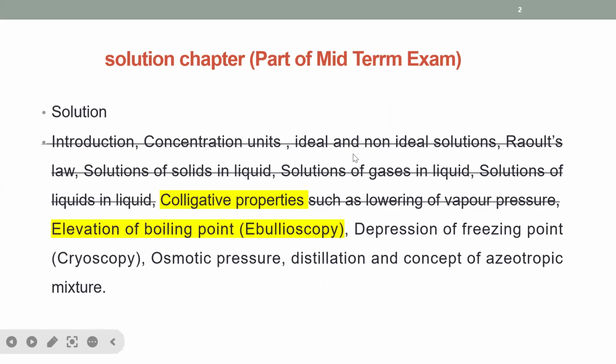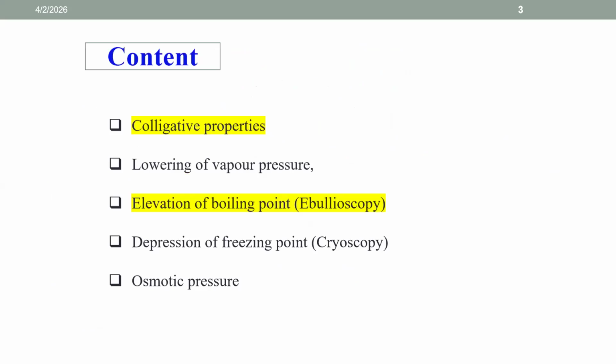So this topic has been taken from your course. It is also known as ebullioscopy. So we will discuss how the elevation of boiling point is known as a colligative property and what are the calculations which are based on this boiling point elevation that you have to learn.